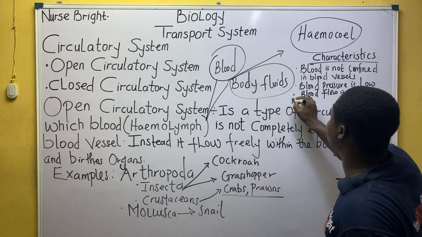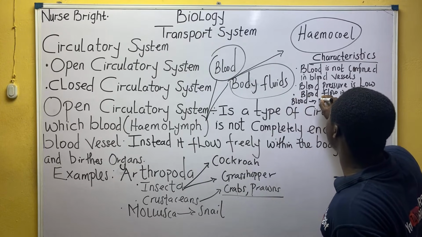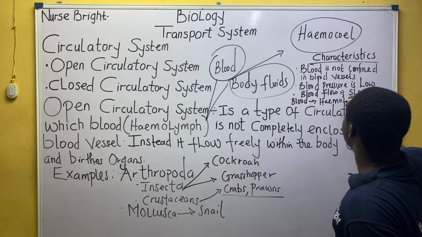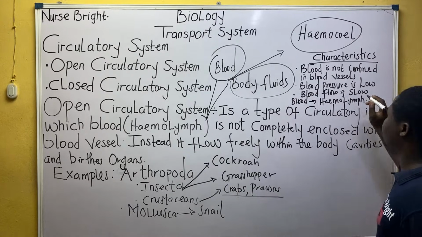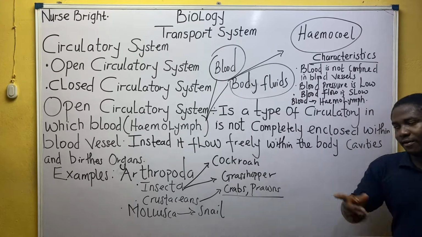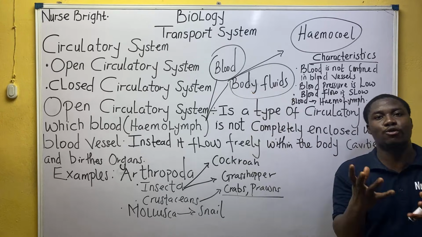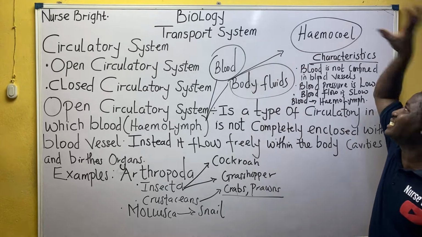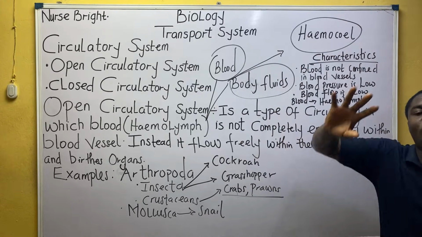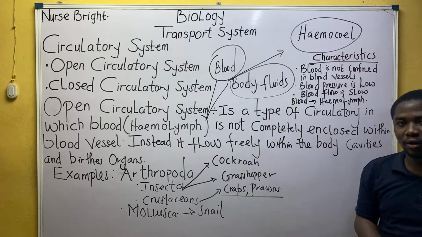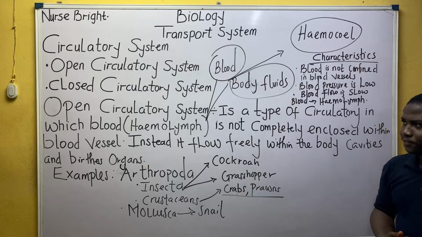And here the blood is called a hemolymph. We don't just call it blood. The blood is called a hemolymph. You will say that this hemolymph is basically blood mixed with body fluids. And this blood enters into a space where the organs are found, called the hemocoel.